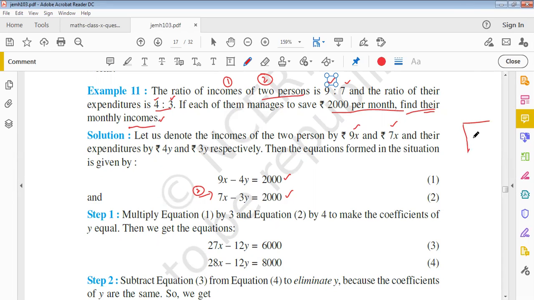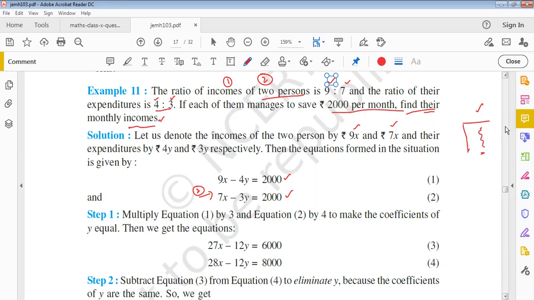Another thing, don't do everything in the rough column and copy everything to the fair column. If you copy from the rough column, it is also considered malpractice. And second thing, if you do everything in the rough column and only write your answer in the fair column, marks will be given only for what is in the fair column. In the rough column, even if you do the full solution, they will not give marks.